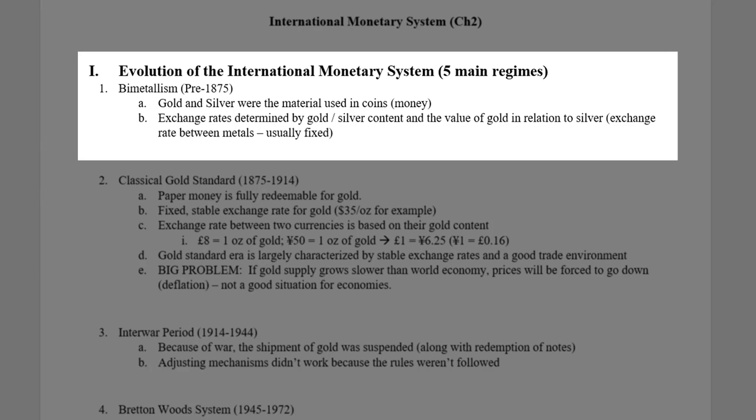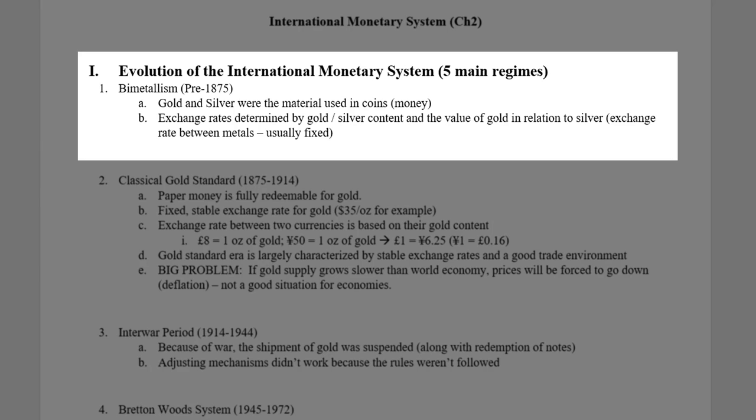So prior to 1875, we had gold and silver being used in coins. So those are the two metals, the bimetallism. And then the key idea here is that exchange rates were determined by the gold or the silver content and the value of gold in relation to silver. So the exchange rates between metals determined how much the exchange rate was between countries, and it was typically fixed based on the value of gold and silver.